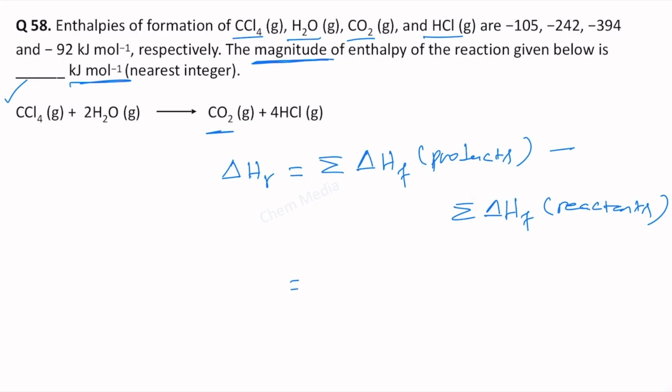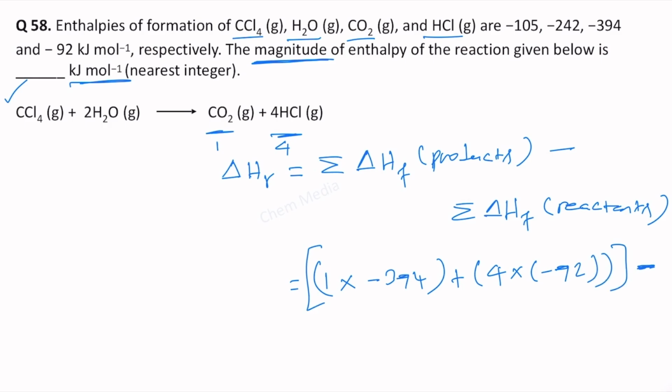On the product side we have CO2 and HCl. So CO2 is 1 mole but HCl is 4 moles, and therefore 1 times minus 394 and then plus 4 times minus 92 kilojoules per mole for HCl. This is for the products. Now let's go to the reactants. For reactants CCl4 is 1 mole but water is 2 moles. So for CCl4 it is 1 times minus 105 and then for water it is 2 times minus 242.